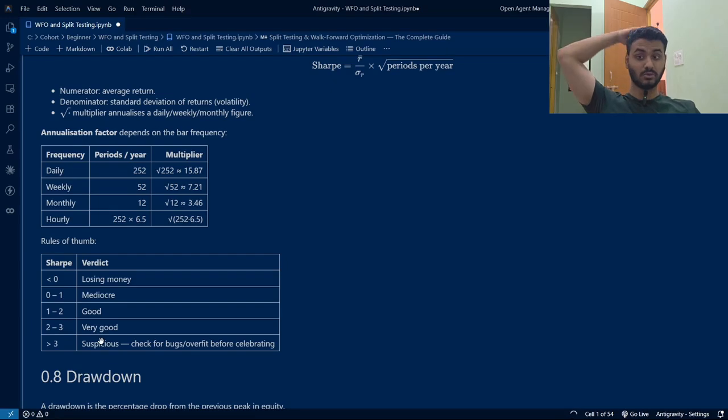1 to 2 is good. 2 to 3 is very good. And if it's any higher, be suspicious: check for bugs and overfitting before celebrating. You might think you've unlocked a lottery, but it might not be a lottery. It might just be a mistake on your part.